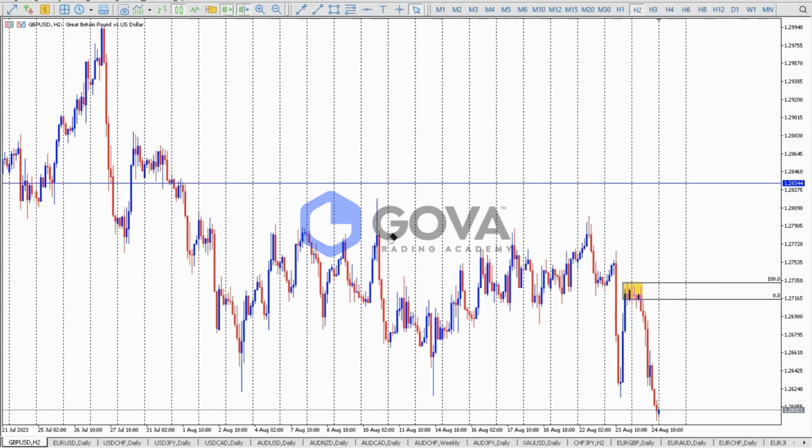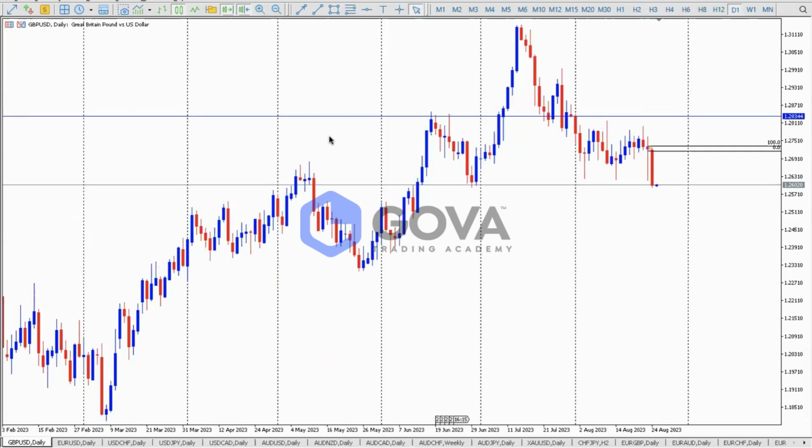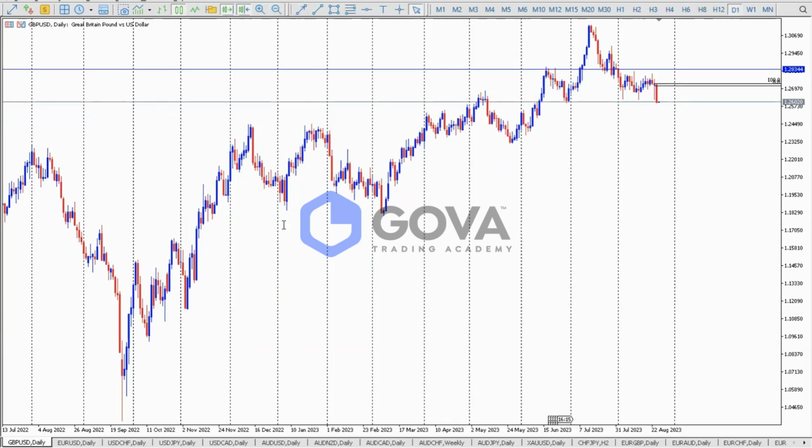And then this zone, I'm going to check on the D1 time frame. Is this zone closer to a demand or a supply? What is the right answer, guys? Supply zone. We are looking for an opposing zone.